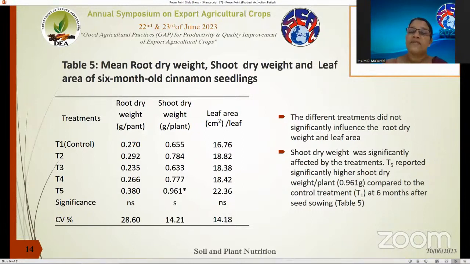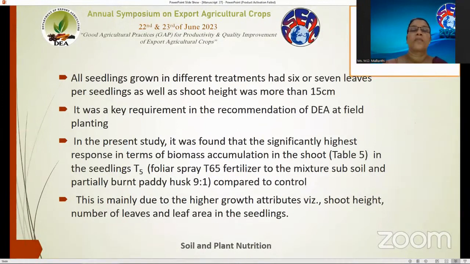However, shoot dry weight was significantly affected by the treatments. Treatment 5 reported significantly higher shoot dry weight per plant compared to the control treatment. All seedlings grown in different treatments had 6 or 7 leaves per seedling, and shoot height was more than 15 centimeters. It was the key requirement in the recommendation of the Department of Export Agriculture and Field Planting.